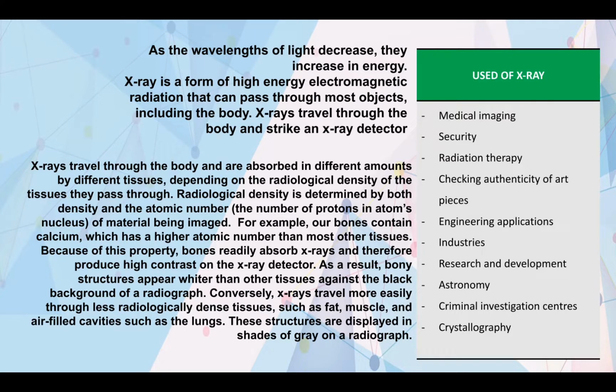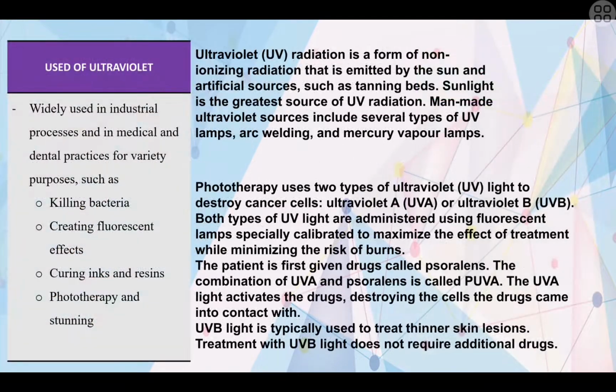Conversely, X-rays travel more easily through less radiologically dense tissues such as fat, muscle, and air-filled cavities such as the lungs. These structures are displayed in shades of gray on a radiograph. After X-rays, we will meet ultraviolet radiation.